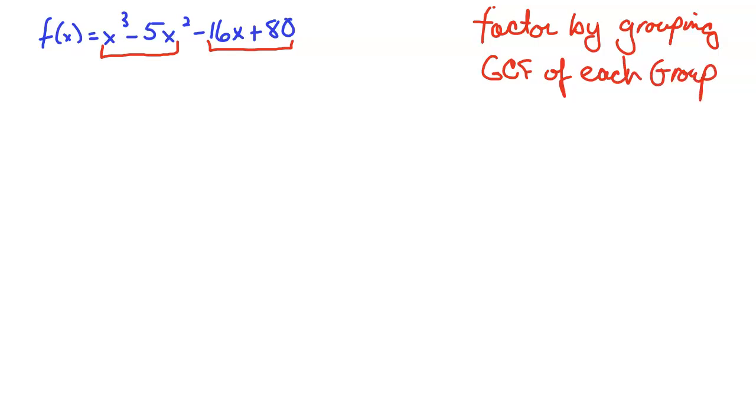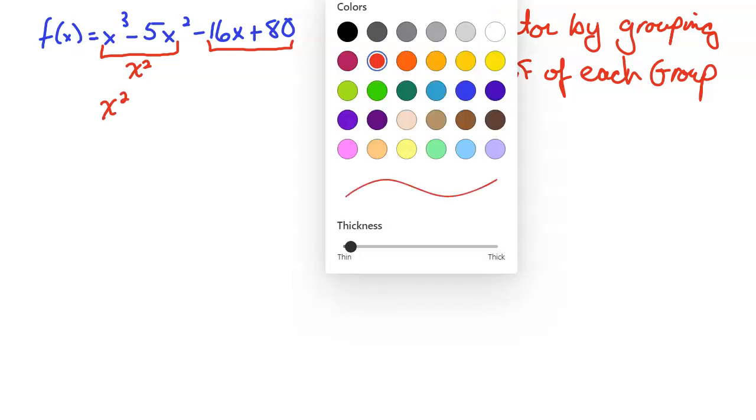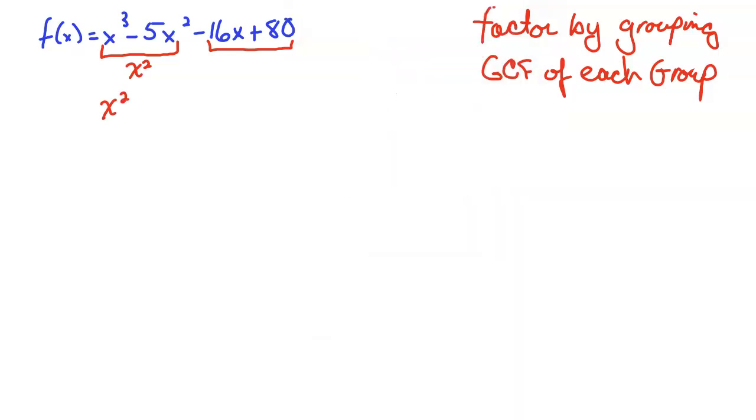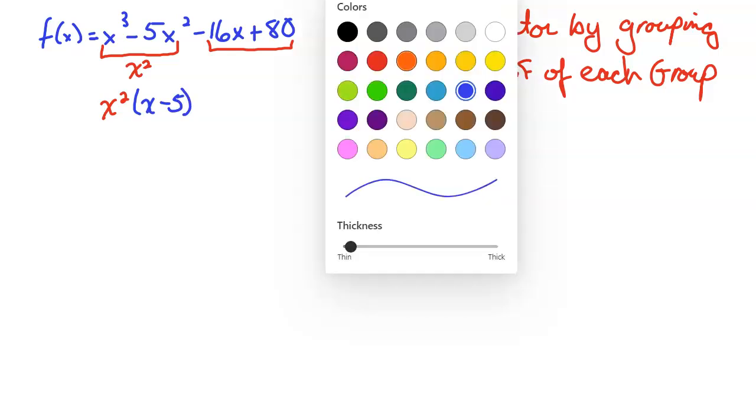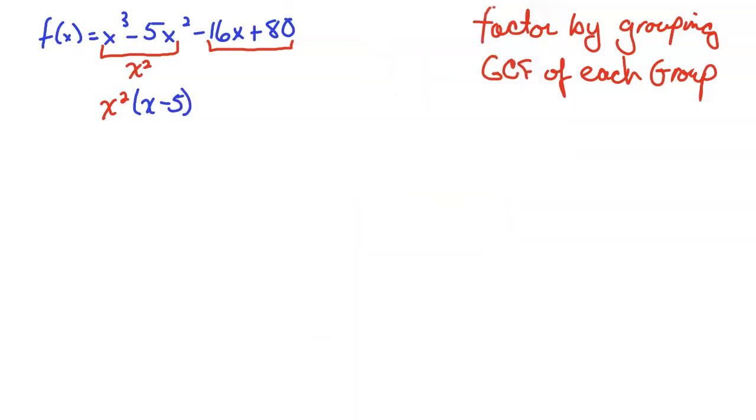And so the greatest common factor of this group is going to be an x squared. So I'm going to factor out an x squared from this first group. And when I do so, that's going to leave me with an x minus 5. Then I'm going to look at what I can factor out of the second group. I look for the largest number that I can take out.